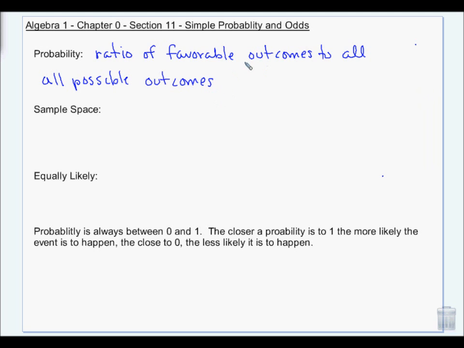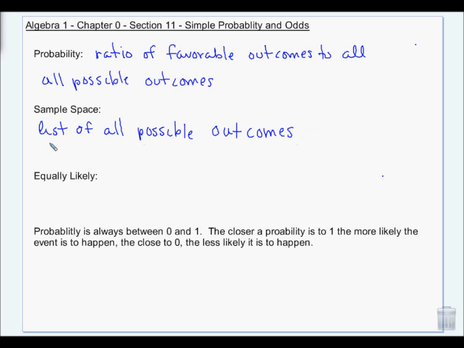Okay, sample space is the list of all possible outcomes. Ratio of what? Favorable outcomes, favorable to all possible. So the sample space is the list of all possible outcomes.